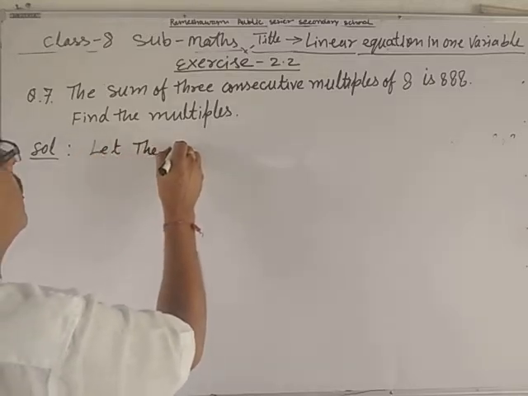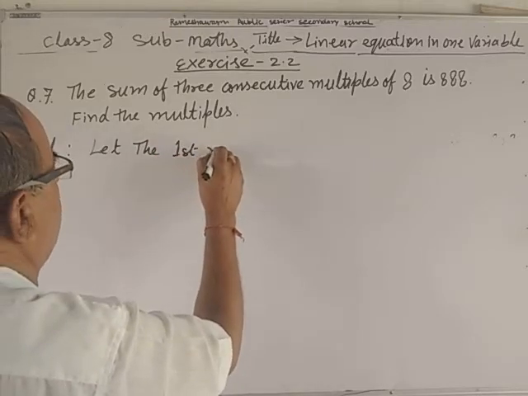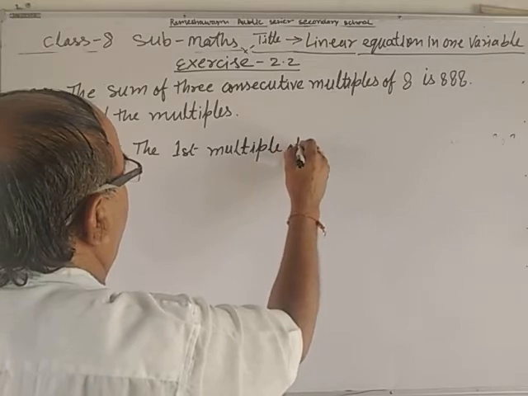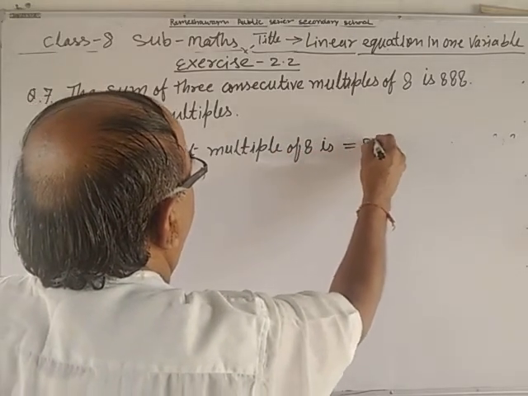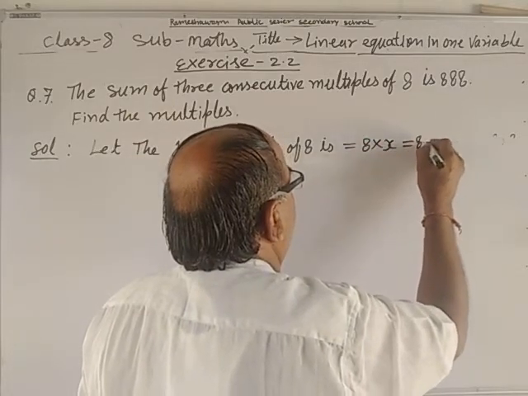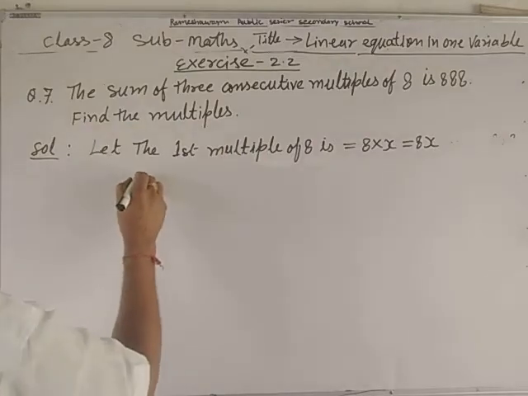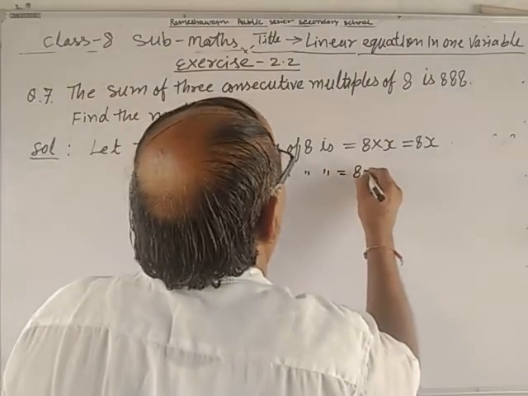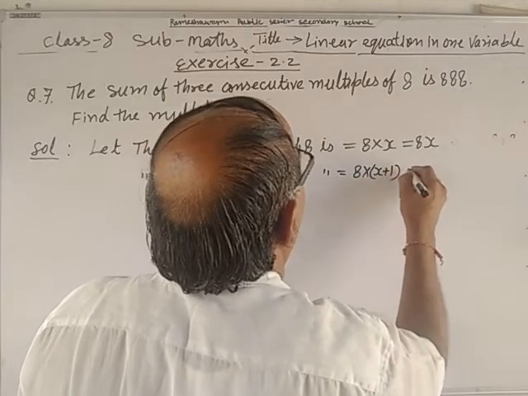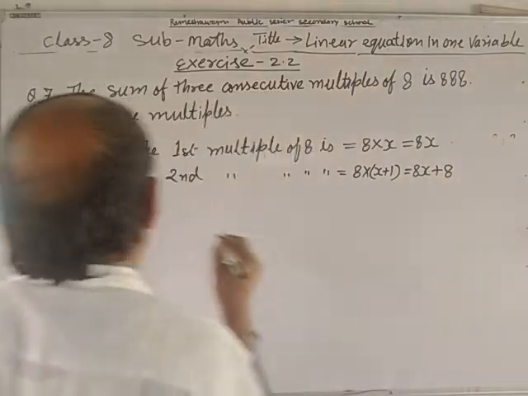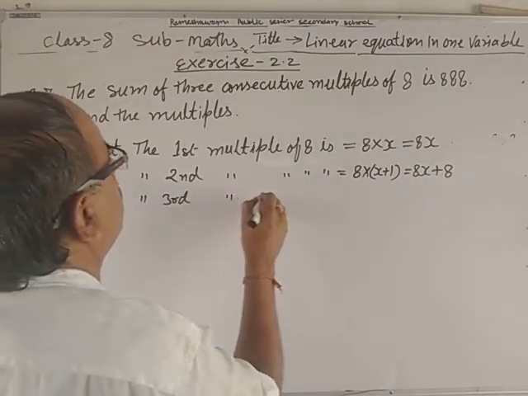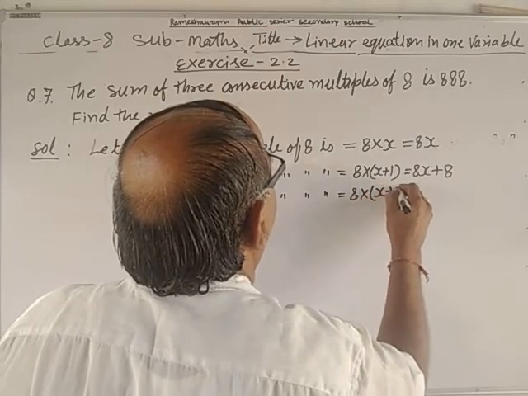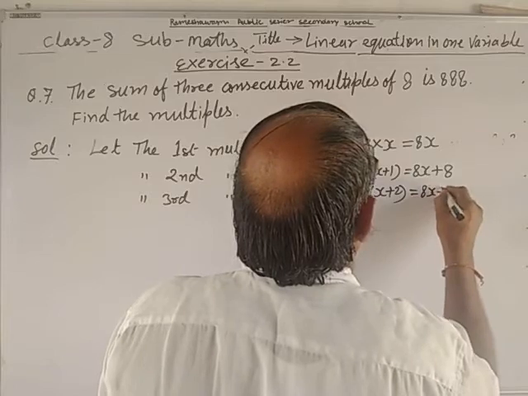Let the first multiple be 8 into x, equal to 8x. The second multiple of 8 is 8 into x plus 1, equal to 8x plus 8, and the third multiple of 8 is 8 into x plus 2, equal to 8x plus 16.